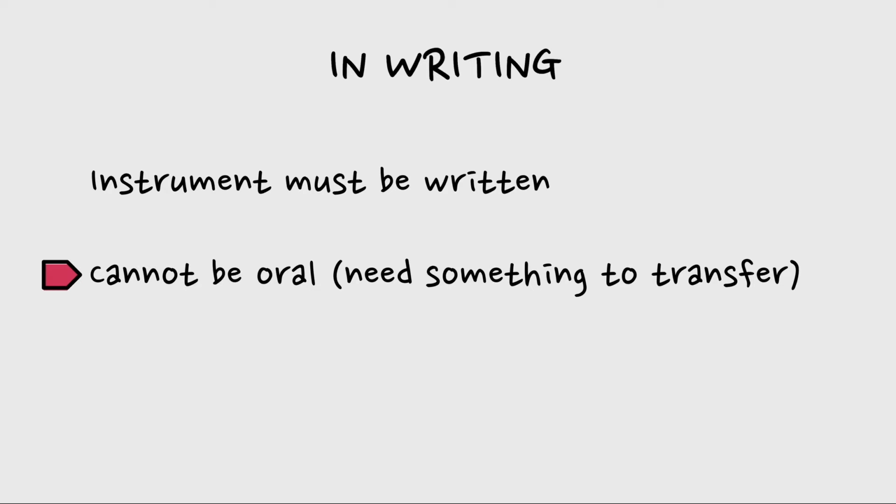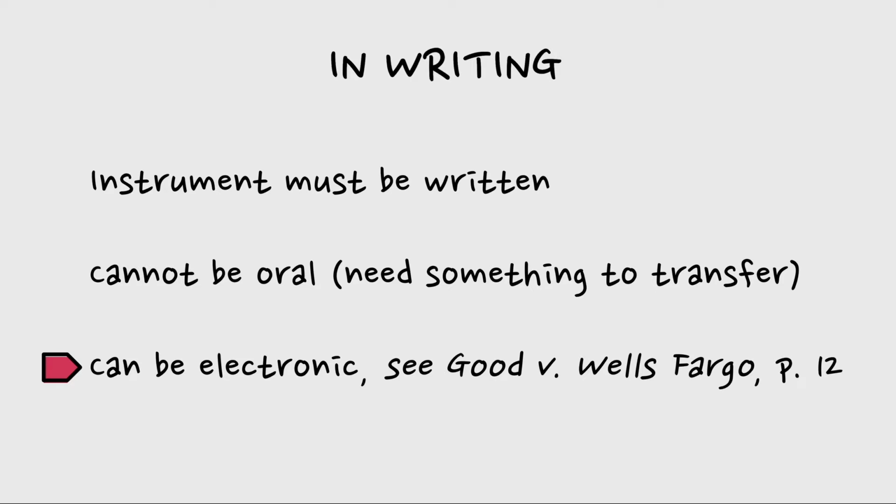It doesn't necessarily have to be on paper. So if you look at a case like Good versus Wells Fargo, then it can be an electronic note, for instance. There are federal statutes now that talk about what it means to be a holder of an electronic promissory note, but it is in fact possible to have a negotiable instrument like a promissory note or some sort of draft that's electronic in form, assuming you follow all of the governing statutes.